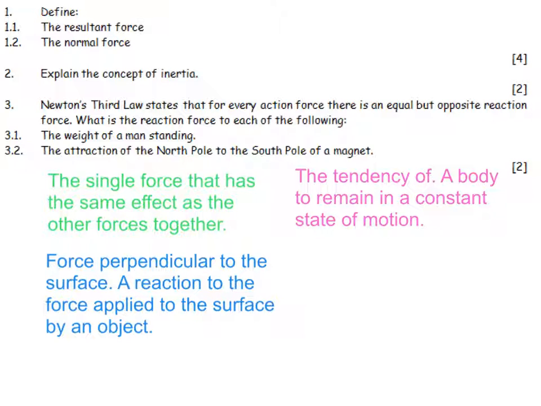at a constant velocity. Newton's third law states that for every action force there is an equal but opposite reaction force. What is the reaction force to each of the following? The weight of the man standing. Remember what weight is. Weight is the attraction of any body to the center of the earth, and therefore the reaction to that is the man attracting the earth.